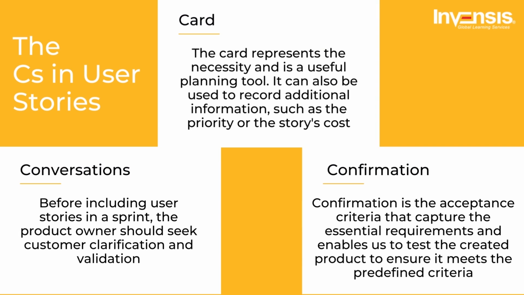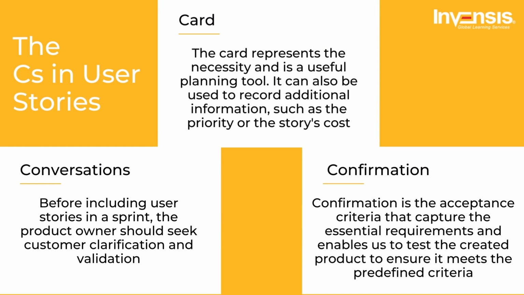2. Conversations. Before including user stories in a sprint, the product owner should seek customer clarification and validation. These discussions are required because user stories can be difficult to interpret. Additionally, background knowledge may be required for implementation. These discussions allow product owners to update stakeholders on the situation. It also allows everyone to digest information appropriately. Conversations can also include email, internal chat, or any other online connection tool for your cross-functional team.